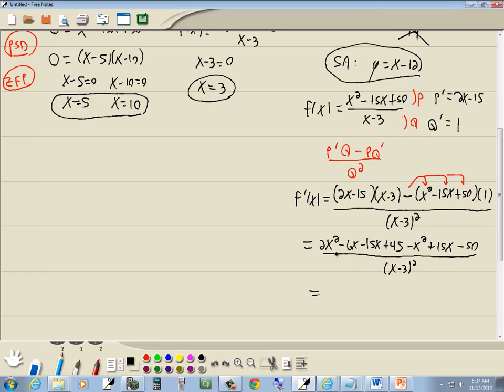Now combine together like terms. 2x squared minus x squared is x squared. The negative 15x plus 15x cancels. We've got minus 6x. 45 minus 50 is minus 5.